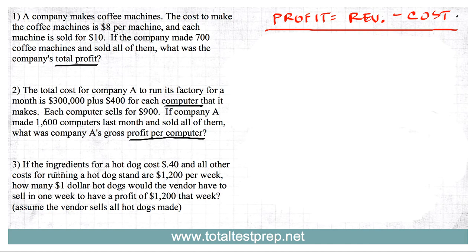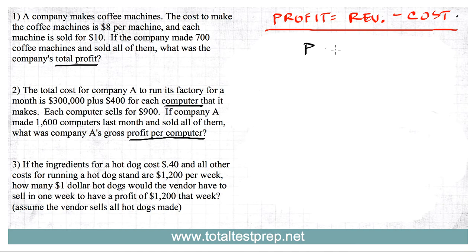Question 3 reads, if the ingredients for a hot dog cost 40 cents and all other costs of running a hot dog stand are $1,200 per week, how many $1 hot dogs would the vendor have to sell in 1 week to have a profit of $1,200 that week? Assume the vendor sells all hot dogs made.